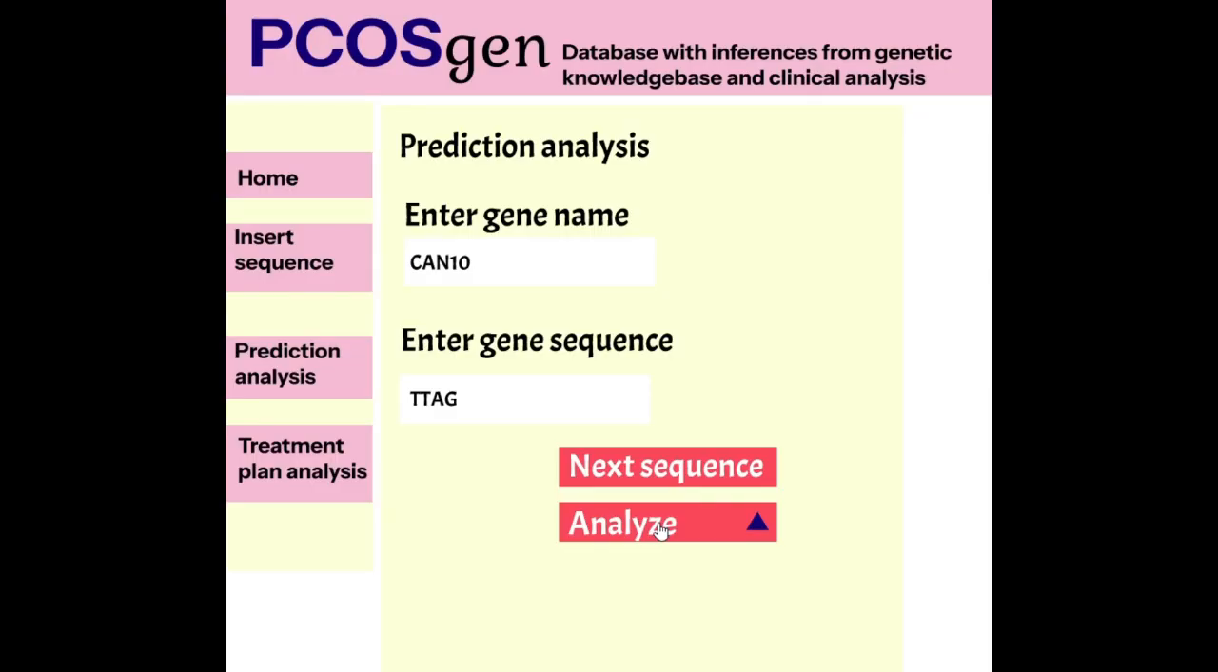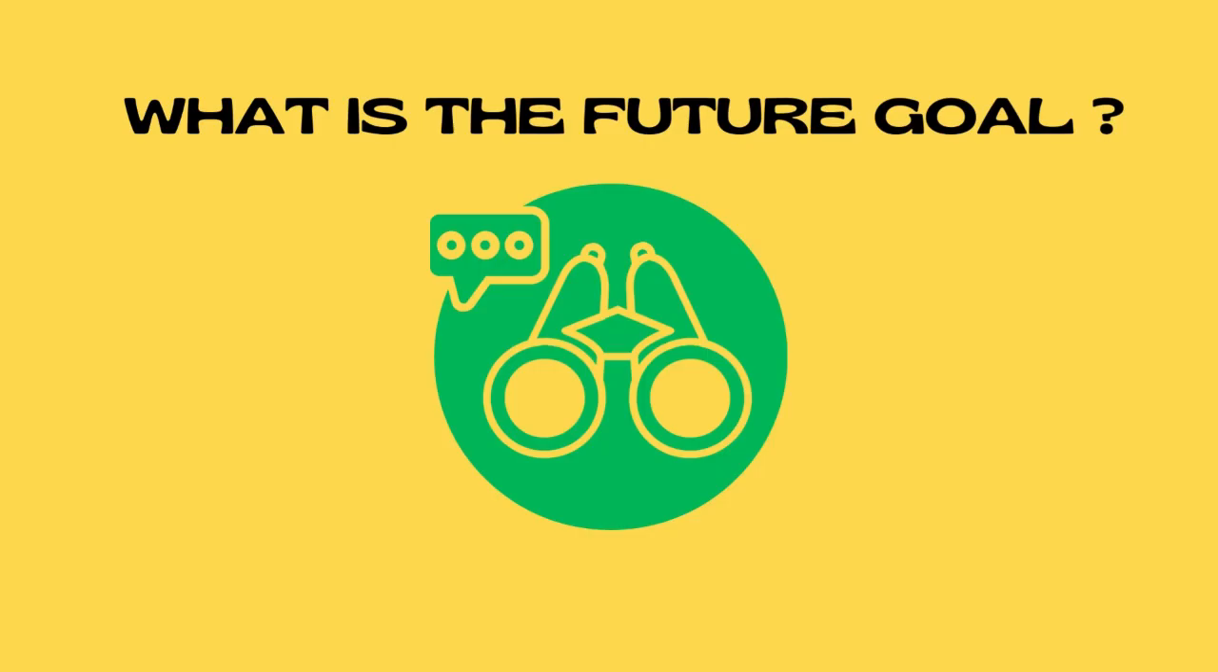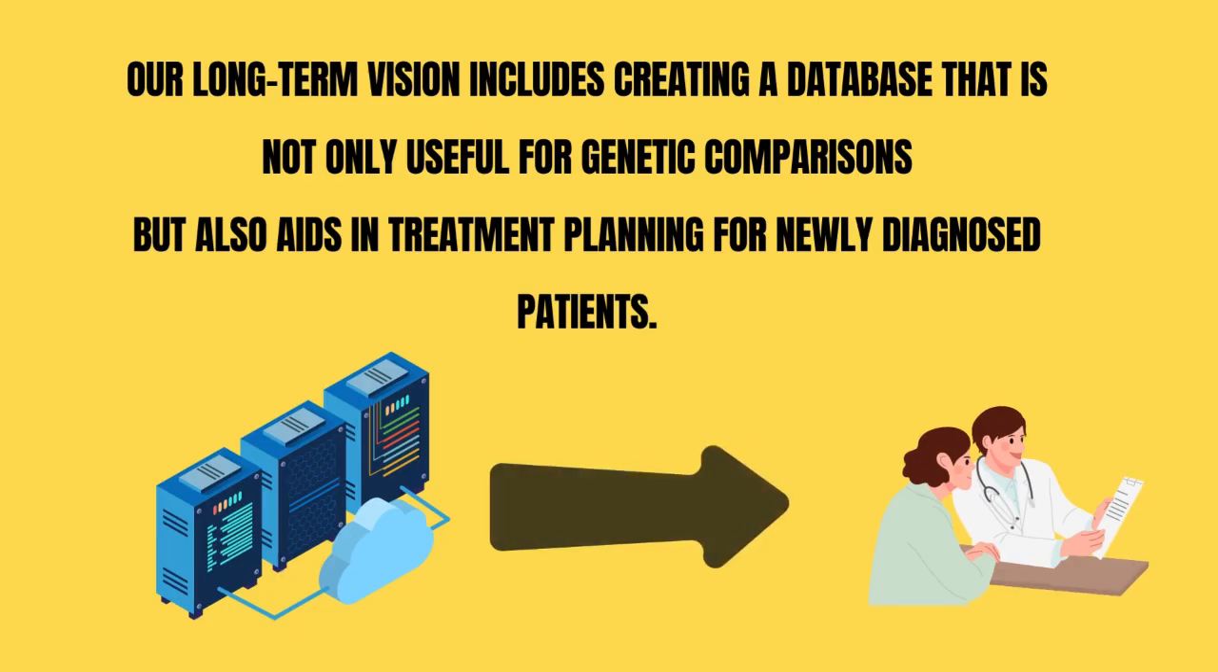With an ample amount of gene sequence data in the actual database, the number of comparisons increases, which allows the database to provide a precise probability of a female developing a particular PCOS phenotype. Our long-term vision includes creating a database that is not only useful for genetic comparisons, but also aids in treatment planning for newly diagnosed patients.